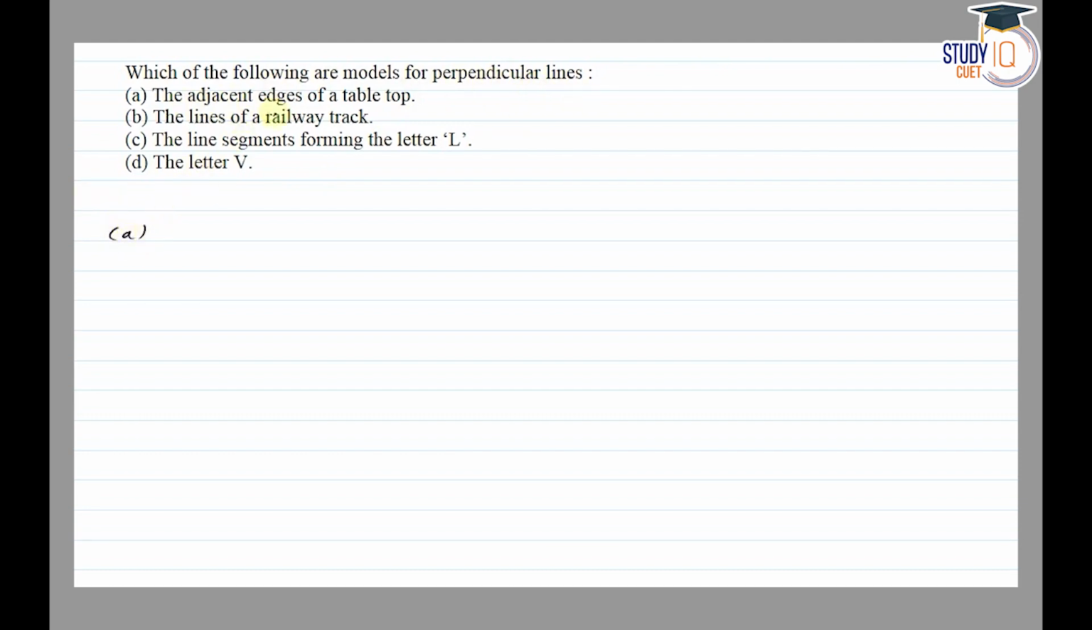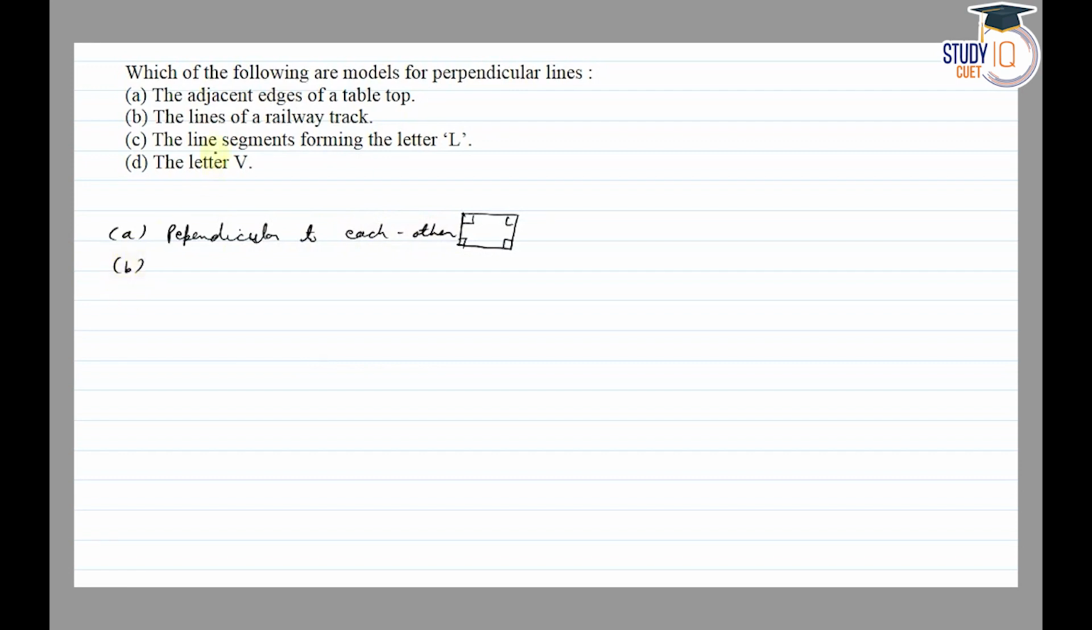Option A, the adjacent edges of a tabletop. So the tabletop will be our rectangle shape. So here all angles are perpendicular to each other. So here the adjacent edges of a tabletop are perpendicular to each other.